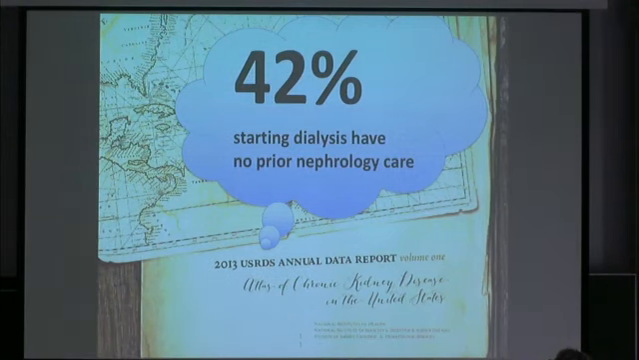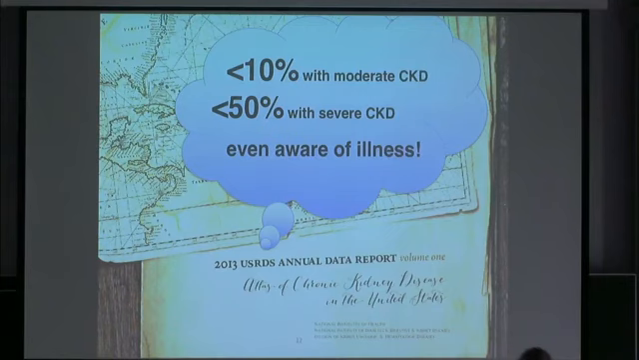So this means that 42% of people start dialysis having no prior nephrology care. And less than 10% of people with moderate chronic kidney disease and less than 50% of people with severe chronic kidney disease are even aware that they have something wrong with their kidneys.